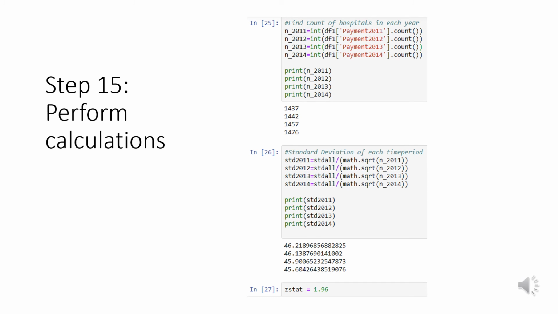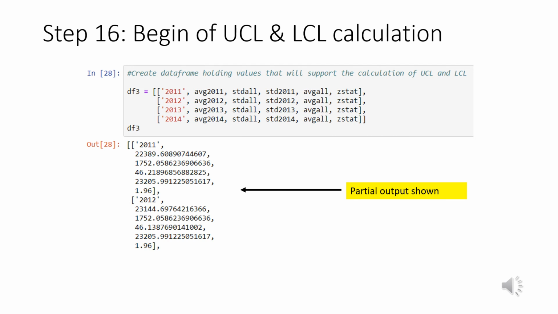In this slide, we need to find the count of hospitals in each year. Next, we need to find the standard deviation of each time period. And then, of course, the z-stat value that we'll use is 1.96. In this slide, the code for creating the data frame holding values that will support the calculation of the upper and lower control limit is shown.